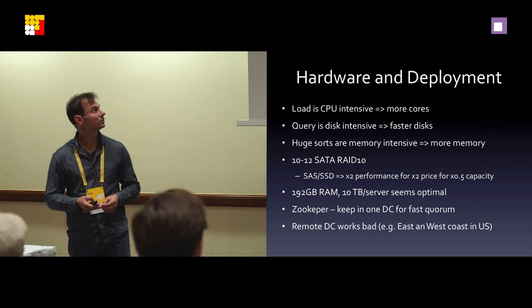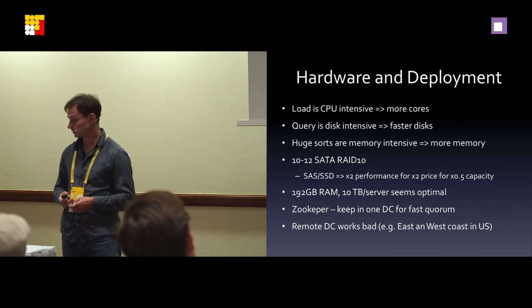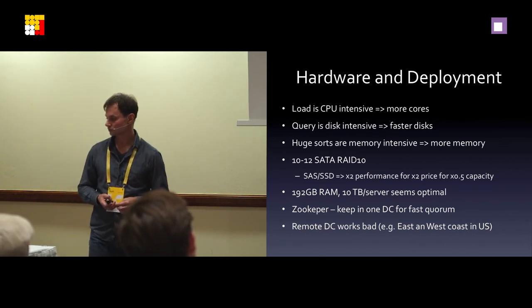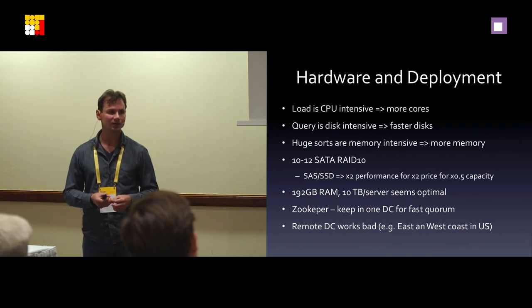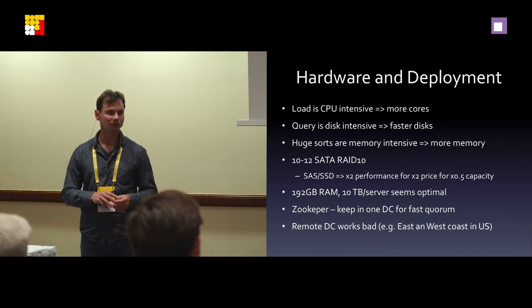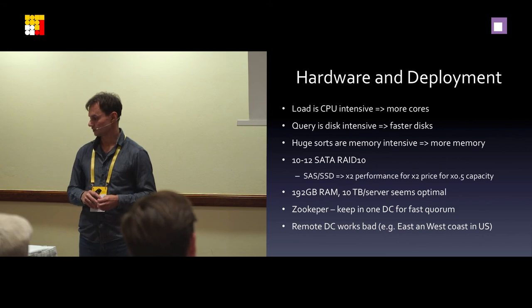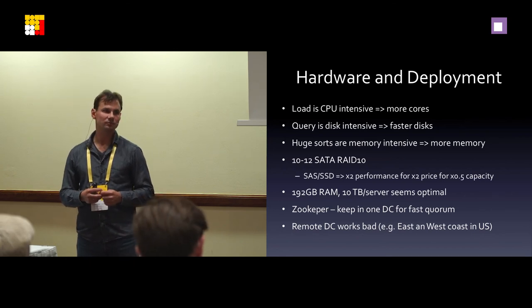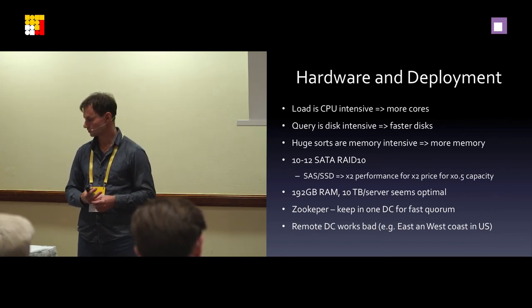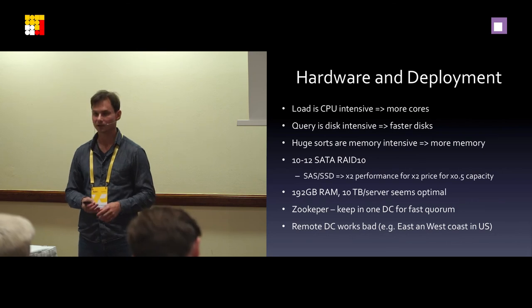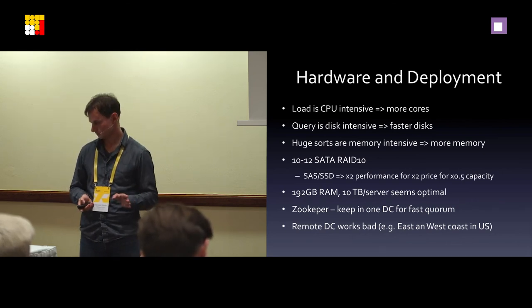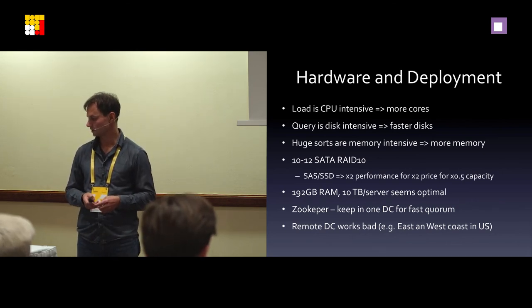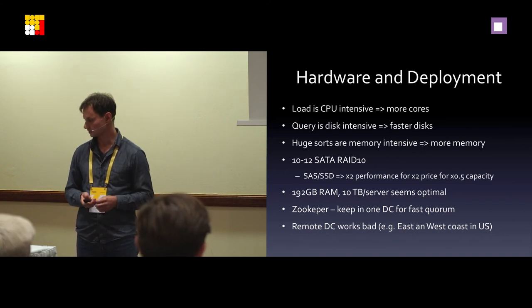A few notes about hardware and deployments. Data load is CPU intensive, so you need to have more cores, and ClickHouse scales linearly on cores, both on data load and query execution. This is very easy to demonstrate if you need to. Queries, on the other side, are usually disk intensive because you need to read a lot of data from your disk, so a faster disk usually helps. ClickHouse works fine on SATA. It doesn't require anything fancy, but still.